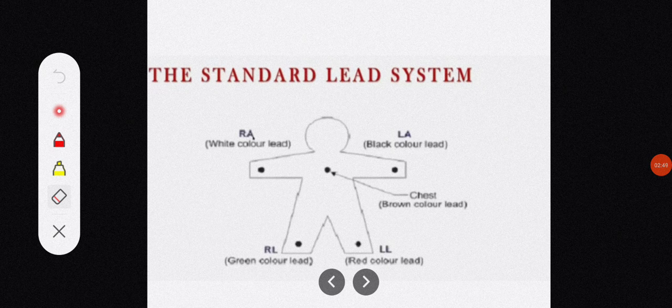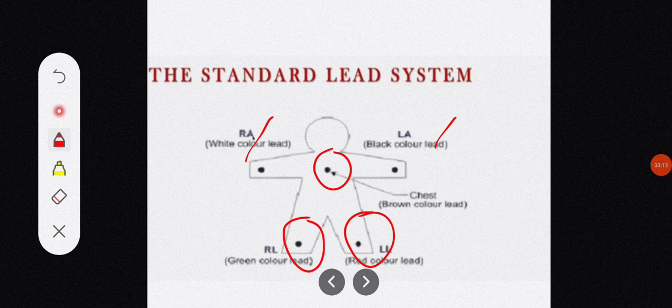Now, since the ECG signal is measured from electrodes applied to the surface of the body, suppose these are the electrodes. Here 5 electrodes are used: one on the right arm, one on the left arm, the chest electrode, an electrode on the right leg, and an electrode on the left leg. So in total, 5 electrodes.